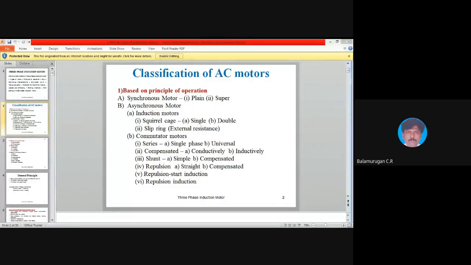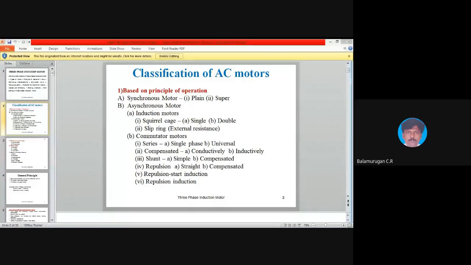And next, this is the general principle of the motor. So how does the conversion of the supply take place? Electrical power is converted to mechanical either by conduction or induction. As per the AC motor, we have the induction principle. It is called a rotating transformer, so the primary is stationary and the secondary is rotating.